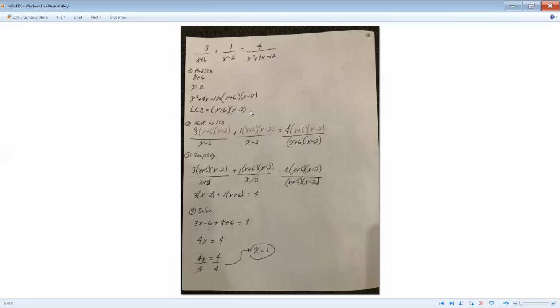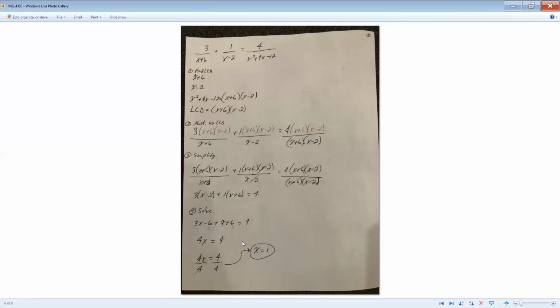So we multiply each numerator by x plus 6 times x minus 2. That's what we've done right here. X plus 6 will cancel when we simplify, leaving you with just 3 times x minus 2. X minus 2 will cancel, leaving you with just 1 times x plus 6. And then in the final expression, x plus 6 and x minus 2 will cancel out completely, leaving you with just 4.